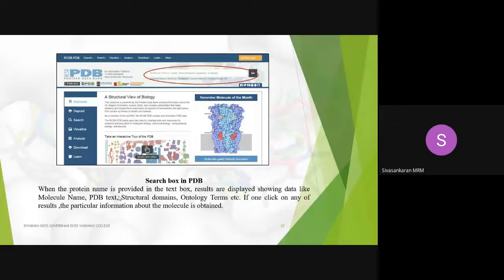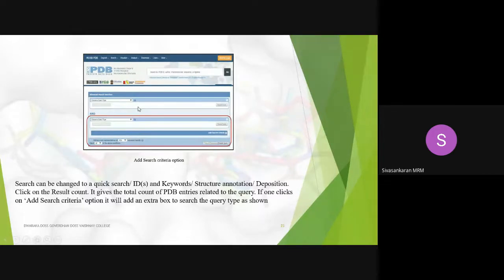Okay, here we go to the search box in a protein database. When the protein name is entered in the text box, it results in displaying data like the molecule name, PDB text, structural domains, ontology terms, and particular information of the molecule. So everything will be provided in this output. Next, the search can be changed by the quick search IDs and keywords in this next column. We can change the search and find out whether different proteins can be retrieved.